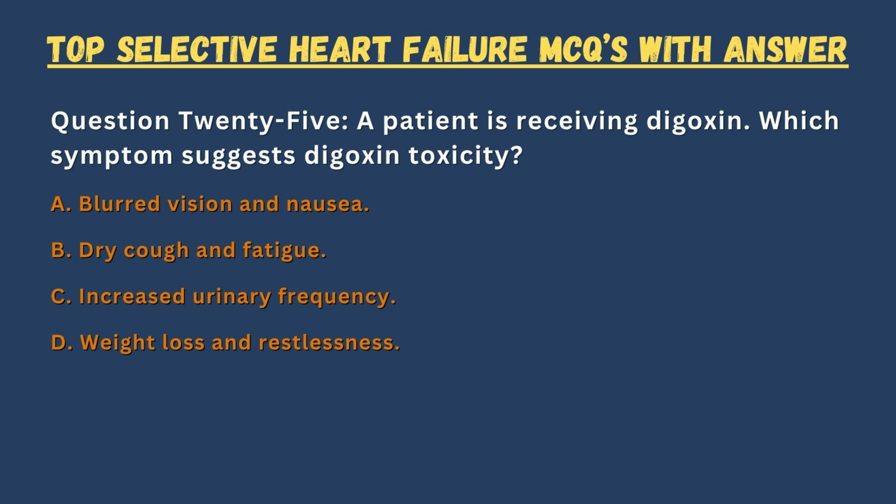Question 25. A patient is receiving digoxin. Which symptom suggests digoxin toxicity? A. Blurred vision and nausea. B. Dry cough and fatigue. C. Increased urinary frequency. D. Weight loss and restlessness. Answer: A. Blurred vision and nausea.